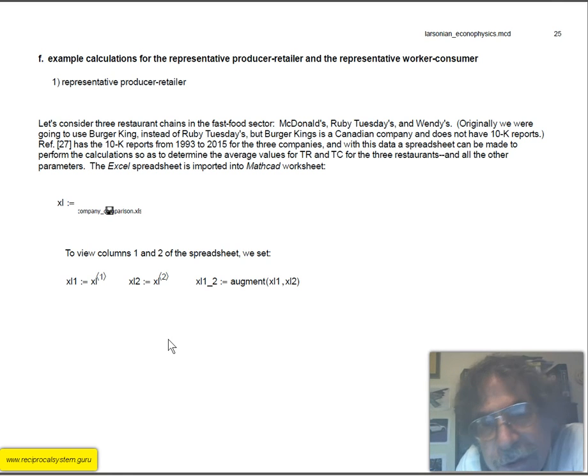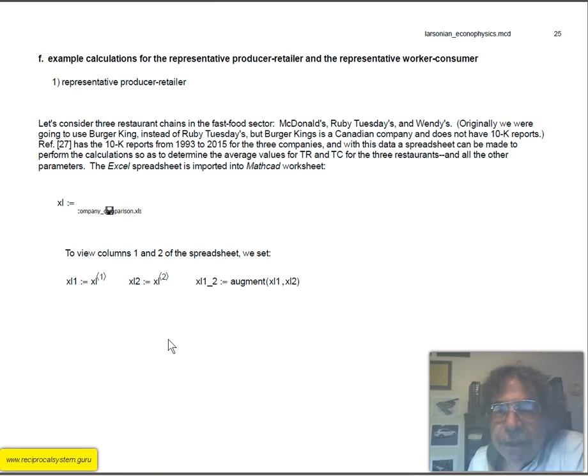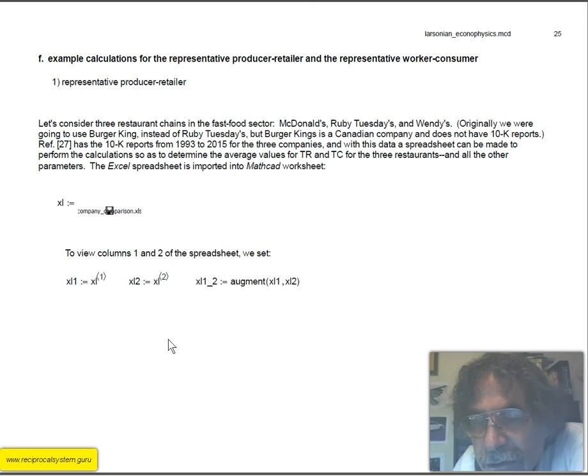Originally, we were going to use Burger King instead of Ruby Tuesdays, but Burger King is a Canadian company and does not have 10-K reports. So if you're going to do this for your own business sector, be sure you can get the 10-K reports. They are very valuable. Reference 27 has the 10-K reports from 1993 to 2015 for the 3 companies.